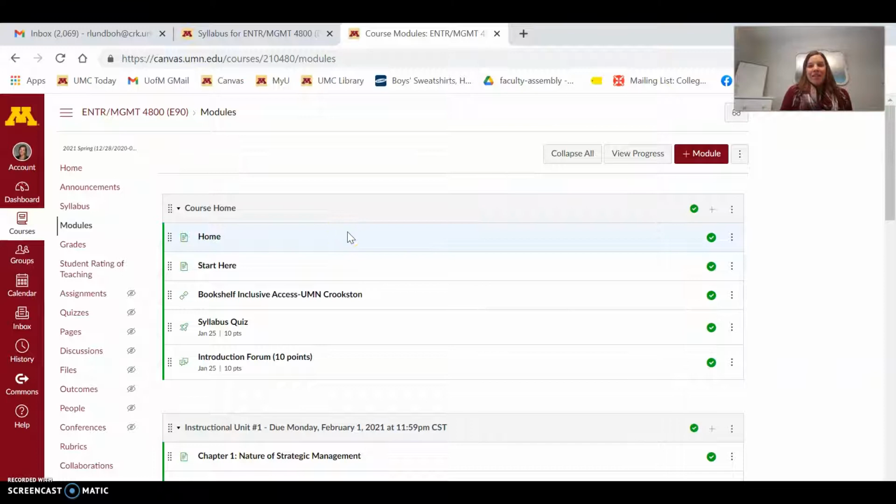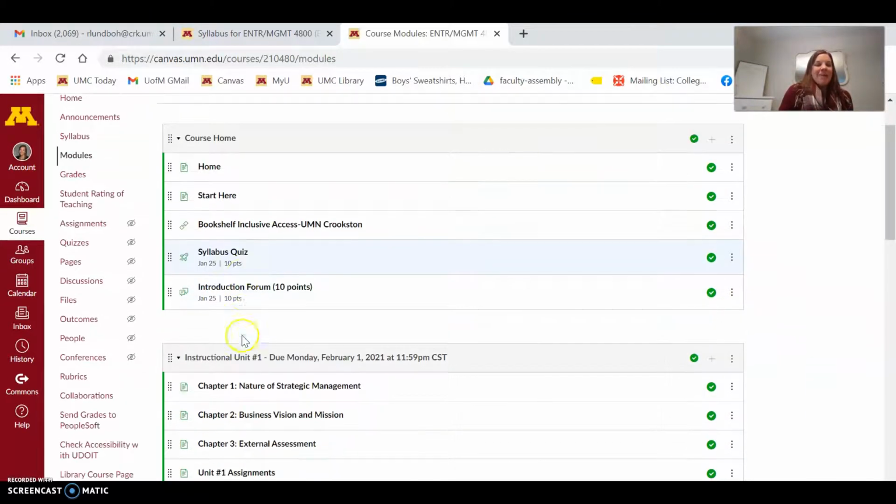Once you've read the syllabus and the Start Here, please be sure to take the syllabus quiz. This just ensures you know the most important pieces. You can take it as many times as you want to get 10 points. And then please introduce yourself to your classmates. This is probably one of my favorite things because it helps me to get to know you as well.